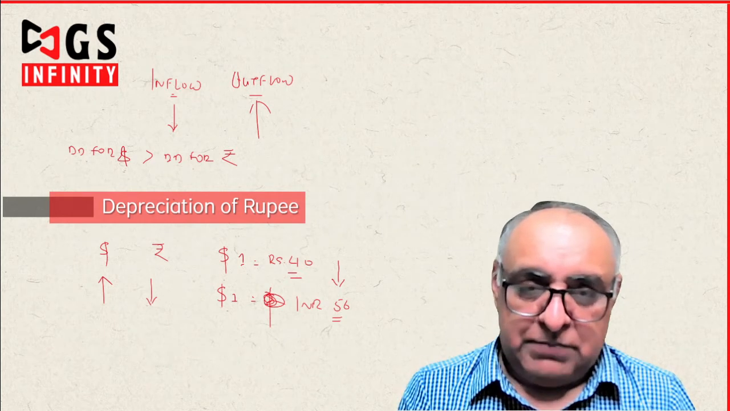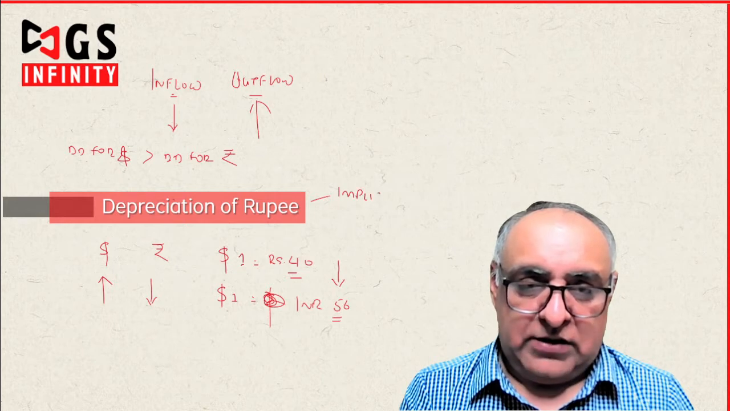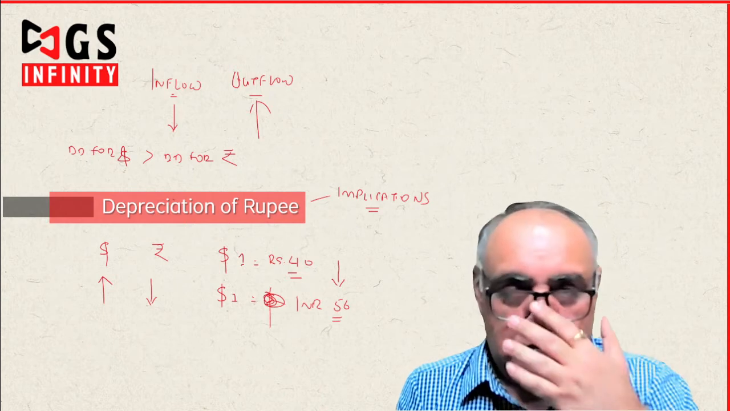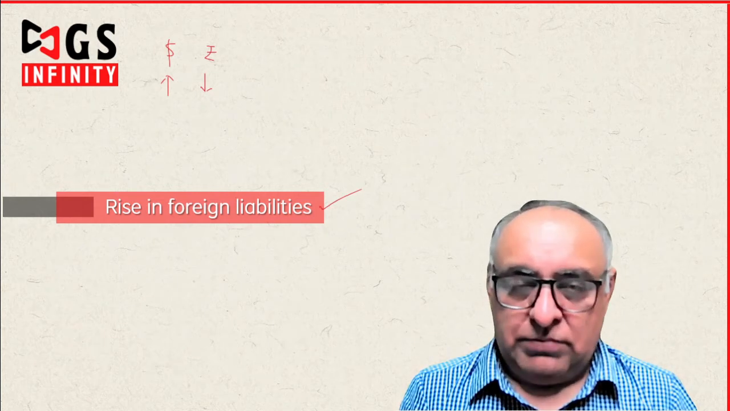This depreciation of rupee will have many other implications as well, which we will discuss in the next part of today's lecture. So now let us move on to the next point. It is rise in foreign liabilities. When the dollar has appreciated and the Indian rupee has depreciated, it will lead to an increase in the foreign liabilities of the government of India.